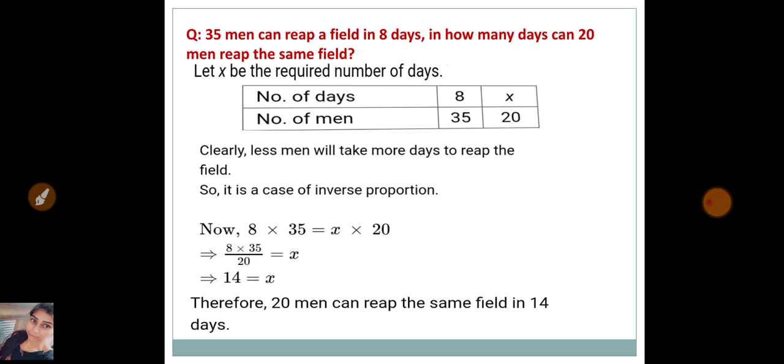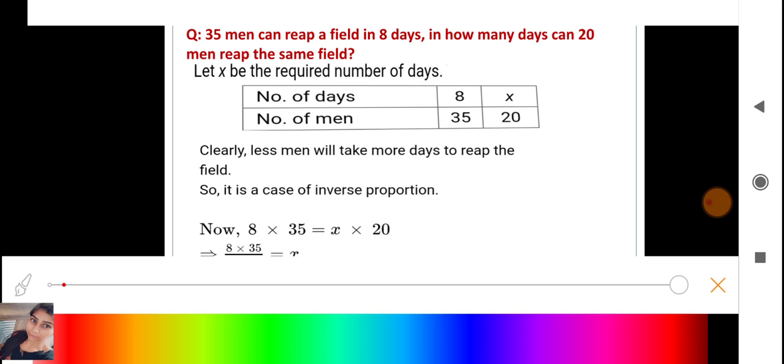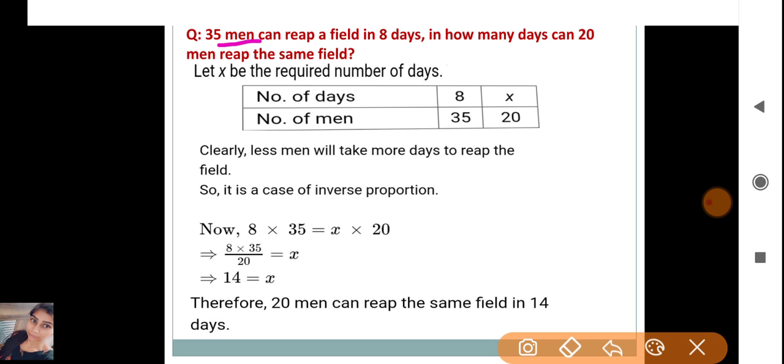So here the question is, if 35 men can reap a field in 8 days, how many days can 20 men take to reap the same field? Now just see, here they are talking about two things: the number of men and the days taken by them, and we need to find out how many days it will take. If more men are there, fewer days it will take to complete the reaping, because they are talking about the same field. So the work is fixed.